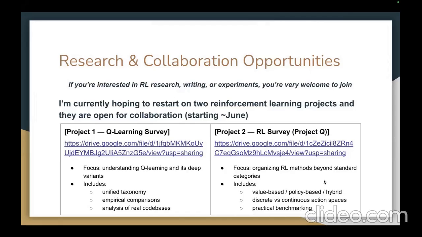So if you are interested in research, this is a great chance to get involved early. And you do not need any prior research experience, and you just need curiosity to participate in these two projects. And I will iron out more details in the next few weeks. Any questions?